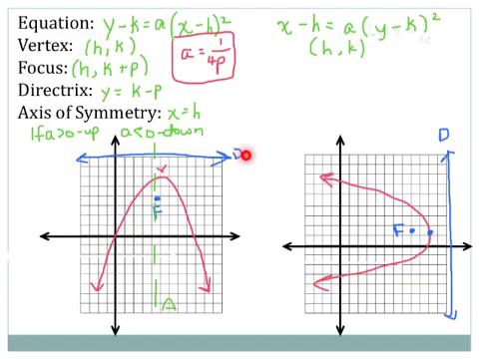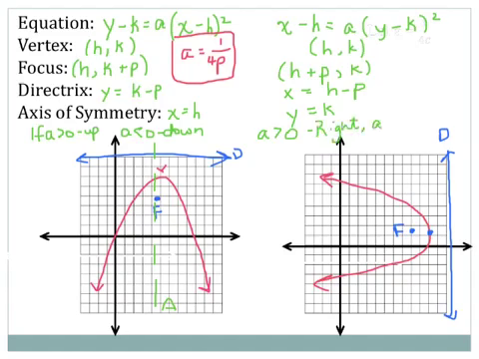So let's fill in the rest of this information. So your focus this time, you're going to add to the x-coordinate of your vertex. Your directrix is going to be a vertical line. And your axis of symmetry will be a horizontal line through your vertex. And for this case, if A is greater than 0, you're going to open right. If A is less than 0, you're going to open left.